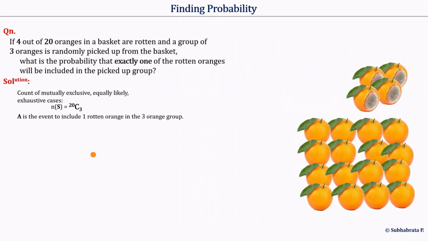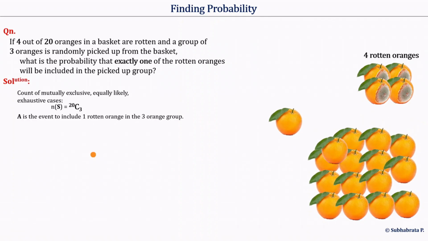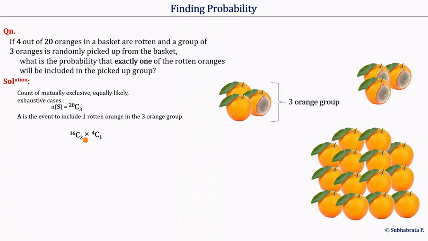Among these 20 oranges, 16 oranges are good, 4 oranges are rotten. In any favorable case, when we pick up 3 oranges randomly, we actually pick 2 good oranges from 16 good oranges. We can do that in 16C2 ways. For every pair of good oranges we pick up, 1 rotten orange can be picked up from the 4 rotten oranges here in 4C1 ways. This is how a group of 3 oranges we pick up, including 1 rotten orange, forms a favorable case. This is the count of favorable cases belonging to the event A.